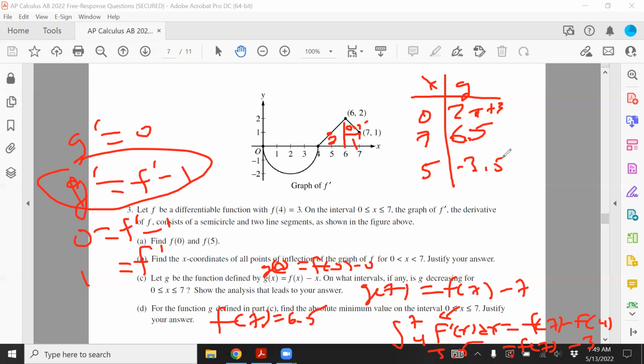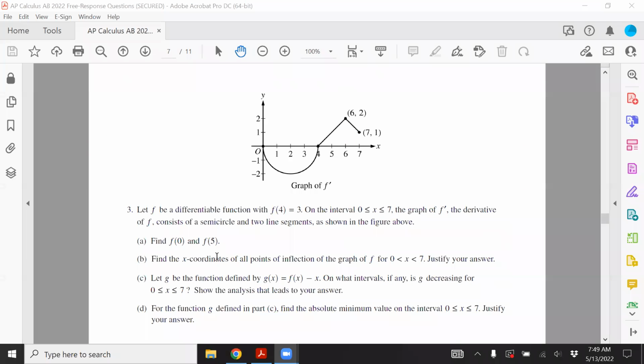So they want the minimum value, and that's clearly the minimum. And there you go. And that's your answer. And for justification, we said EVT applied. And obviously the table there acts as your justification. So that's number 3.